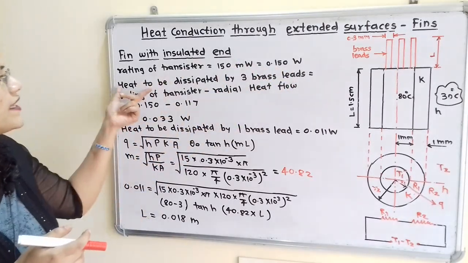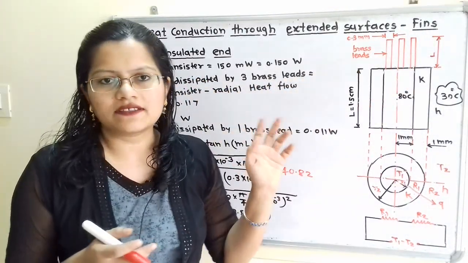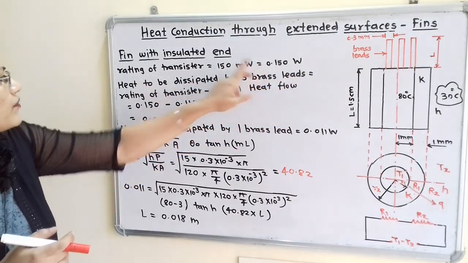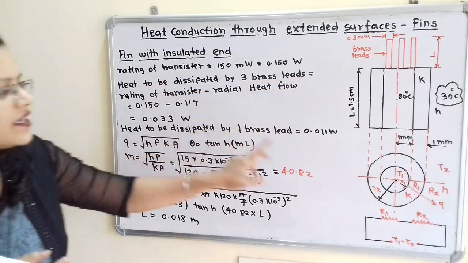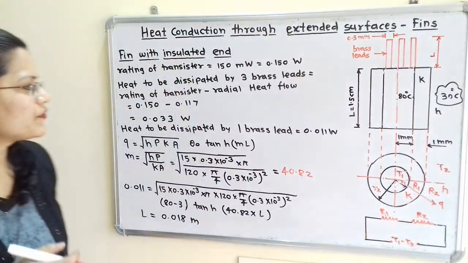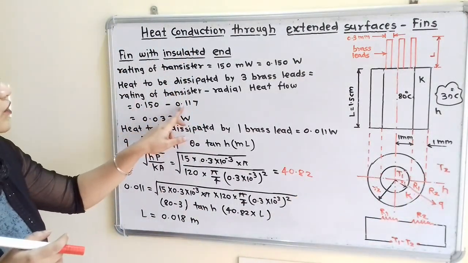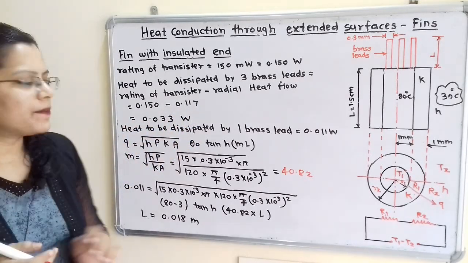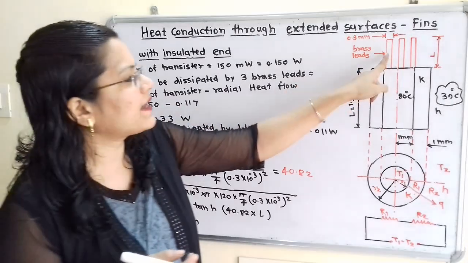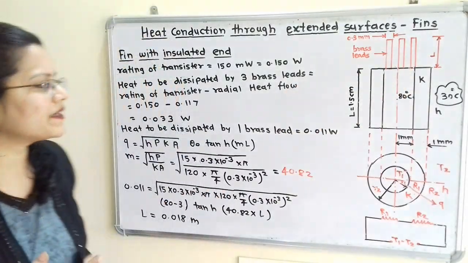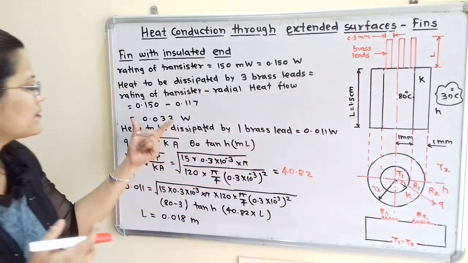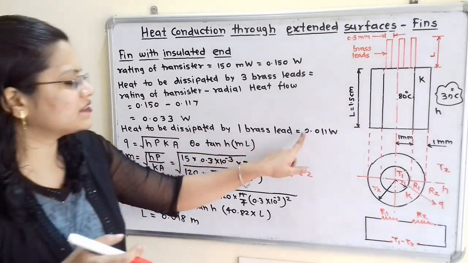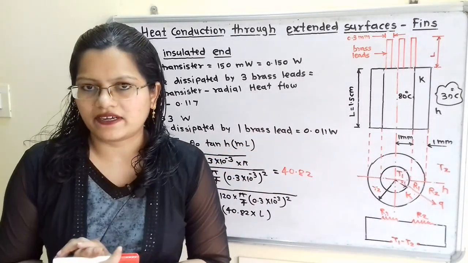So how to calculate heat to be dissipated by these 3 brass leads? For these 3 brass leads, heat to be dissipated is equal to rating of this transistor minus radial heat flow, that is Q. So this 0.150 minus 0.117, which is equal to 0.033 watt. But this is heat to be dissipated by 3 brass leads. So what is heat to be dissipated by one brass lead? That is this answer divided by 3. So heat to be dissipated by one brass lead is equal to 0.011 watt.